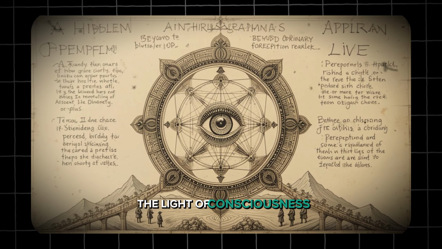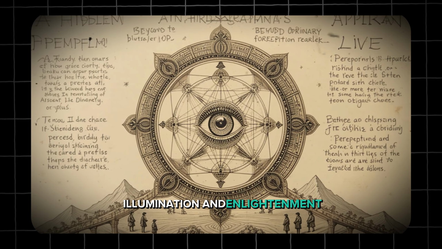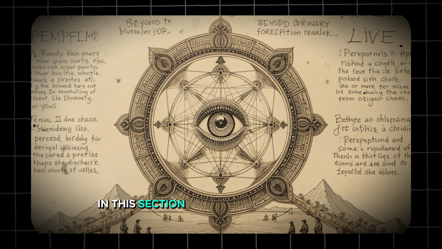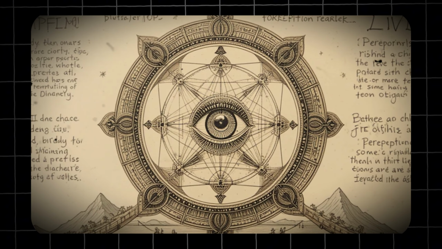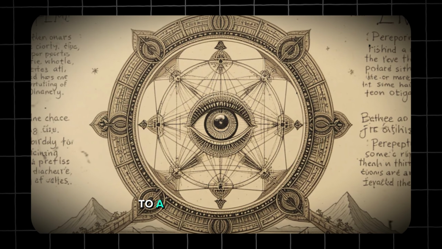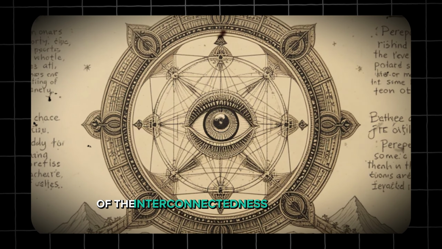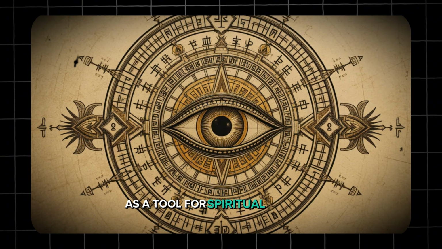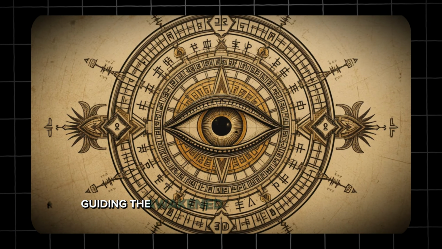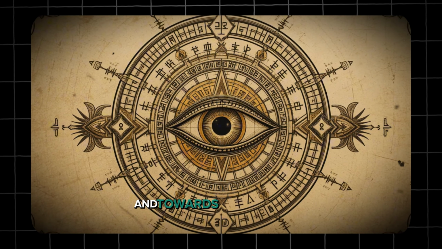The light of consciousness, illumination, and enlightenment. In this section, the third eye is presented as the awakening of true consciousness, going beyond self-awareness to a deeper understanding of the interconnectedness of all things. It highlights the third eye as a tool for spiritual mastery, guiding the awakened soul through illusions and towards enlightenment.